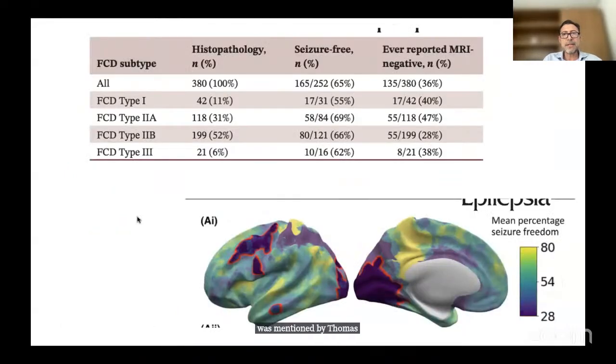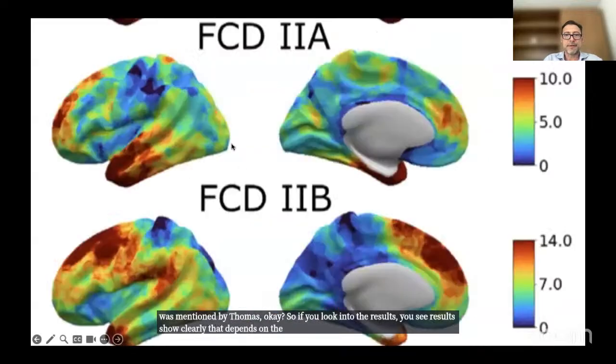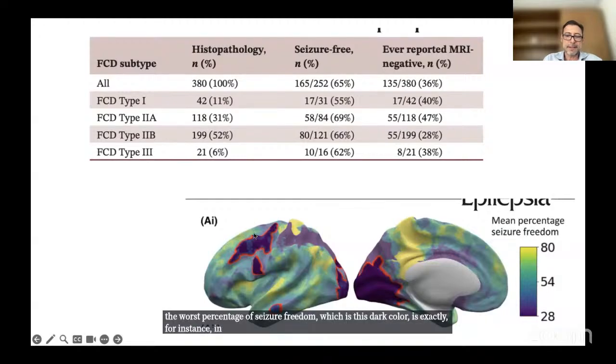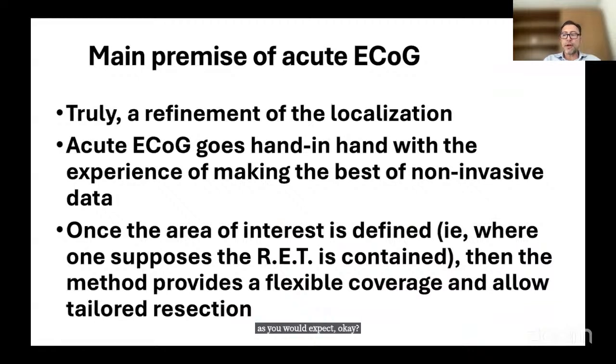So if you look into the results, you see the results show clearly that it depends on the area where you have the most abnormality. It's interesting here, you see, the worst percentage of seizure freedom, which is this dark color, is exactly, for instance, in motor and premotor areas, as you would expect, okay?